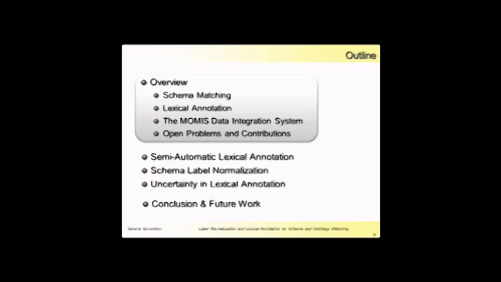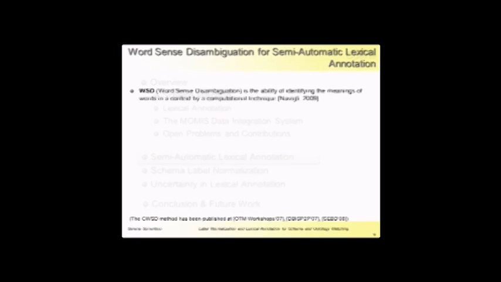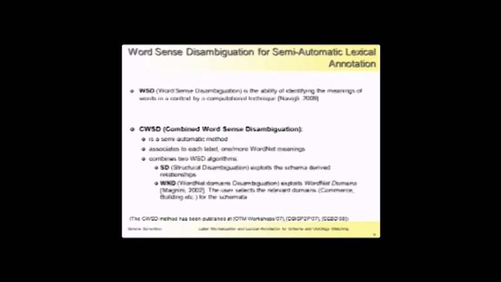Okay, now we are going to describe in detail the single methods I proposed and studied during my PhD in order to address the problem previously described. First of all, in order to perform automatic or semi-automatic lexical annotation, a method for word sense disambiguation has to be devised. Navigli defines word sense disambiguation as the ability of identifying the meanings of words in a context by using a computational technique.